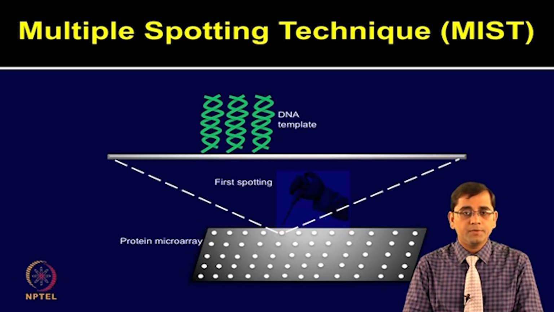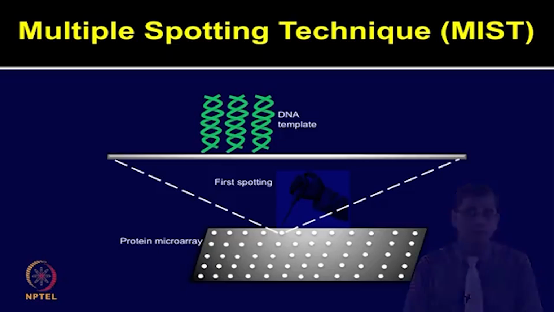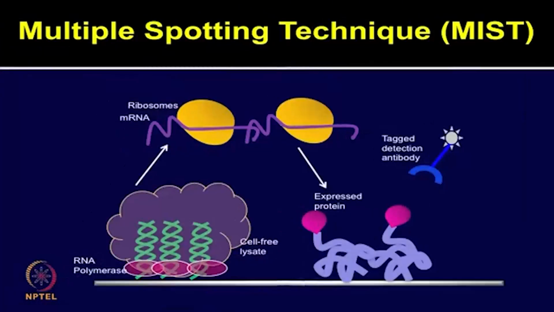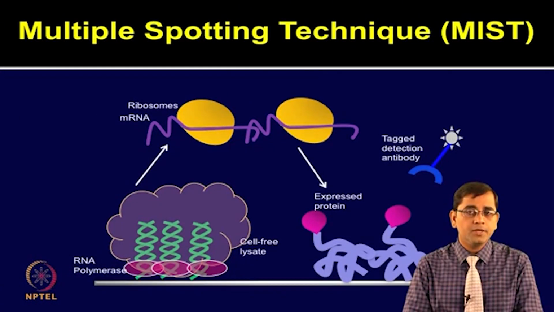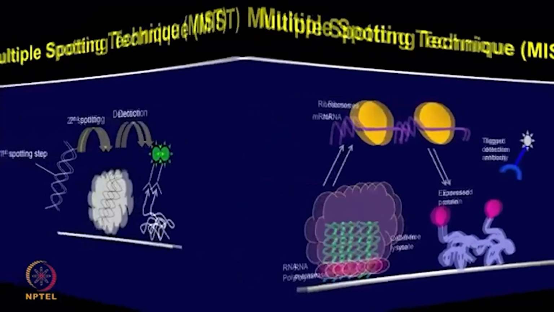After the first spotting is performed, the cell-free expression mixture is directly transferred on top of the first spot. In this way, with two printing steps, the cell-free expression system is also printed on top of each DNA template. After incubation, both transcription and translation processes happen and proteins are synthesized, which can be detected by detection antibodies.